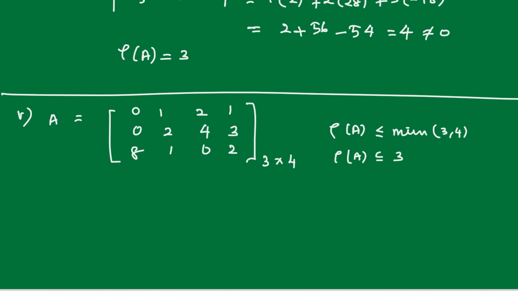Consider any 3 cross 3 minor from the given matrix. I take this minor here. So let us find the determinant of a 3 cross 3 minor.